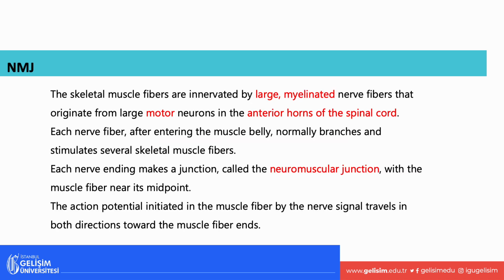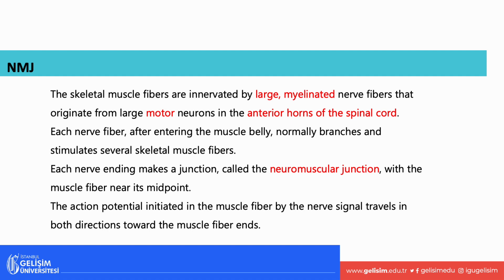The skeletal muscles in our body are connected to nerves that carry signals from the brain to the muscles. These signals are also known as nerve impulses, and they cause the muscles to contract and move. The nerve fibers that connect to the skeletal muscle fibers are large and myelinated. This means that they are coated in a protective layer that helps conduct the nerve impulses quickly. Now, these nerve fibers originate from large motor neurons that are located in the anterior horns of the spinal cord.